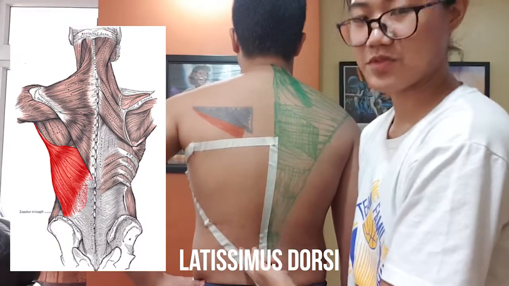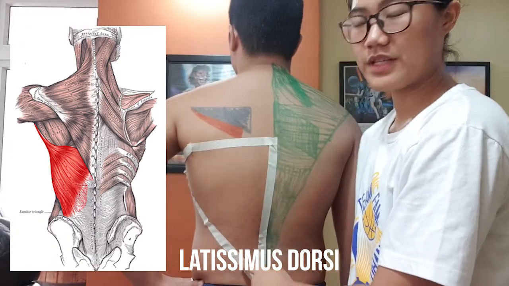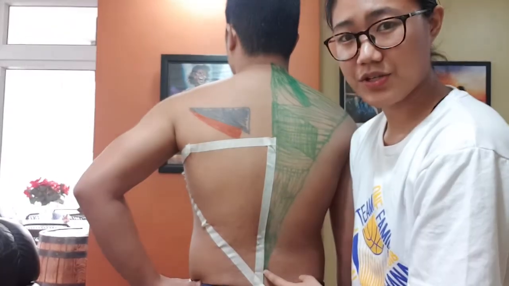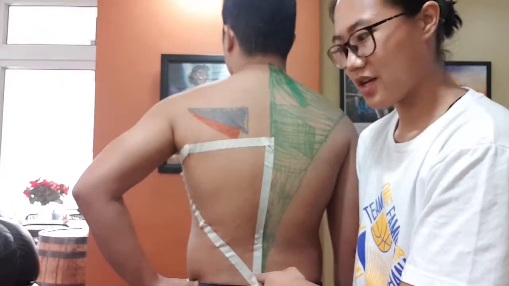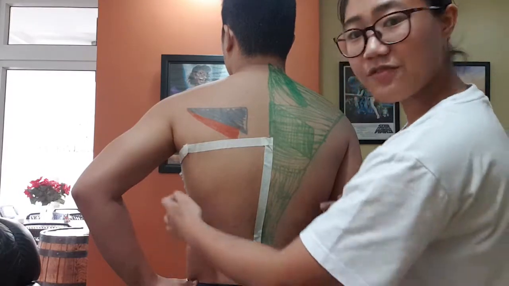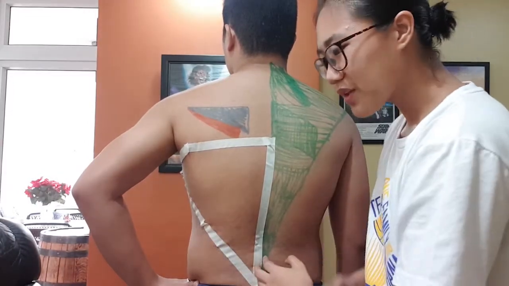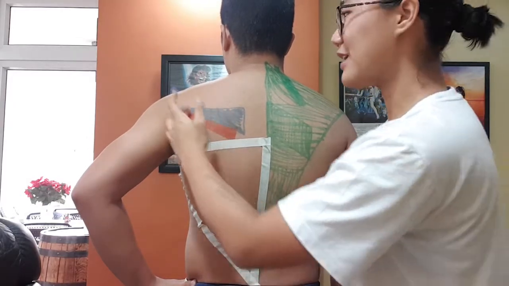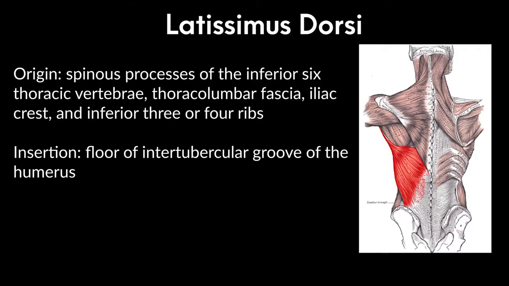This is the latissimus dorsi. The origin of this is the spinous processes of the inferior thoracic vertebrae, the thoracolumbar fascia, iliac crest, and the inferior 3 or 4 ribs. The insertion is the floor of the intertubercular groove of the humerus.